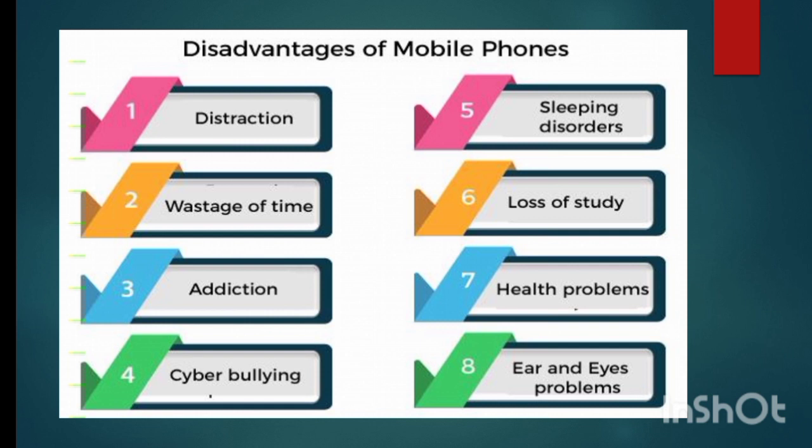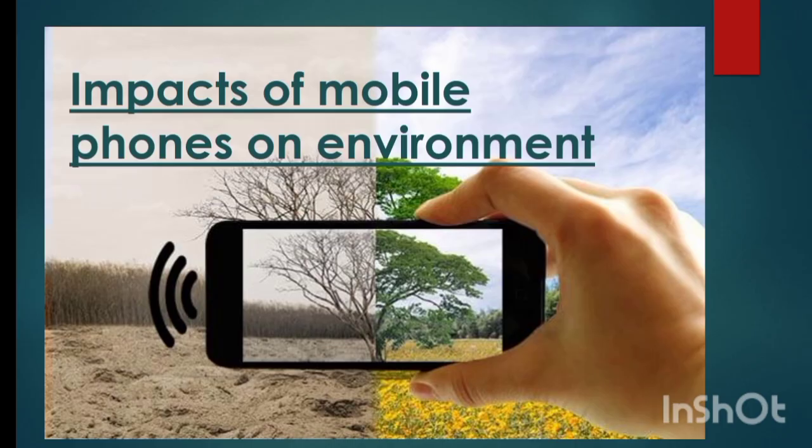Cyberbullying. Cyberbullying is harassing someone online. Sleeping disorders, loss of study, health problems, and ear and eye problems because mobile phones emit radio frequency waves. Impacts of mobile phones on environment.